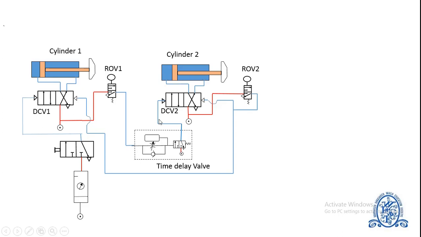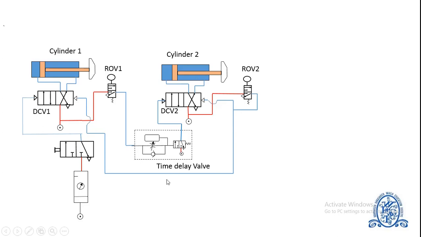The components in the circuit are compressor, then FRL unit, a 3x2 push button valve, then two 4x2 direction control valves, DCV1 and DCV2, then two roller operated valves, ROV1 and ROV2, then two double acting cylinders, cylinder 1 and cylinder 2, and of course a time delay valve.